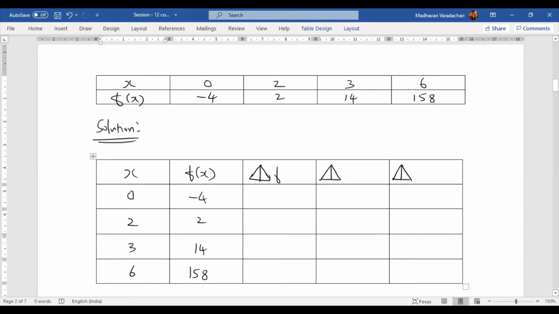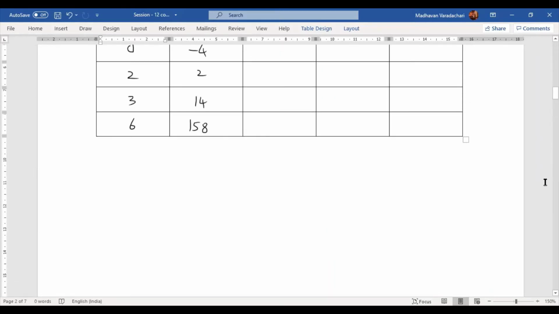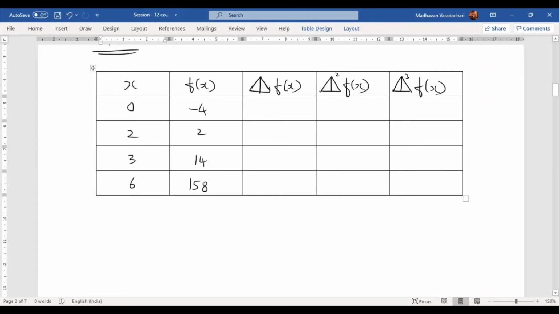This is divided difference of f of x. This is first order. This is second order divided difference. This is third order divided difference. So first order, how do we do it? We know divided difference. Let me show here. How do we calculate?